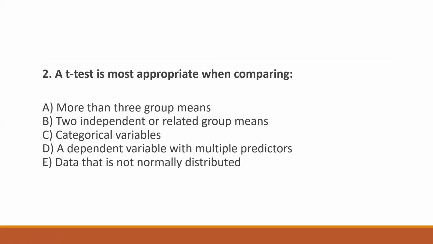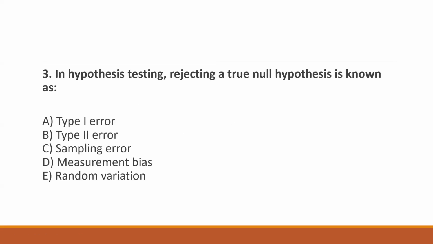A t-test is most appropriate when comparing: A, more than three groups; B, two independent or related group means; C, a categorical variable; D, a dependent variable with multiple predictors; or E, data that is not normally distributed. Yes, it is B, two independent or related group means.